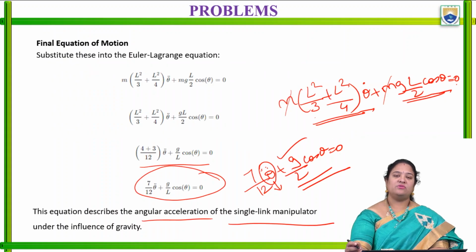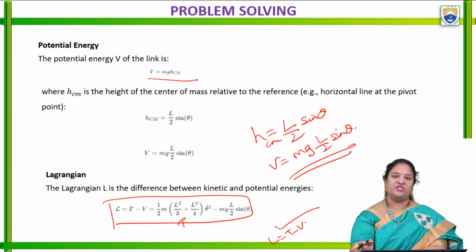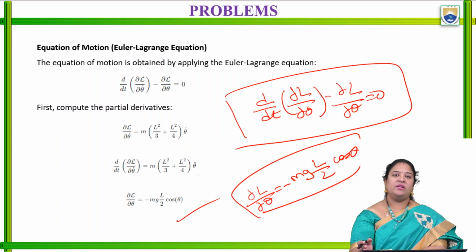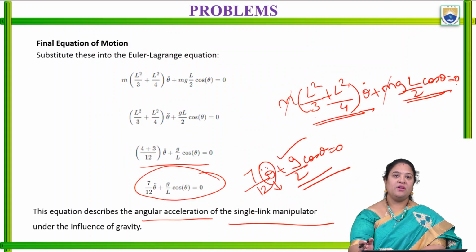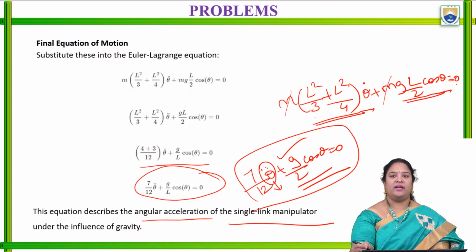So in this problem, first we need to find the kinetic energy, then the potential energy, then we write the equation of motion with the Euler-Lagrange equation, that is kinetic energy minus potential energy, and finally we determine the acceleration for a single link manipulator with respect to gravity, and this is the final equation we get.